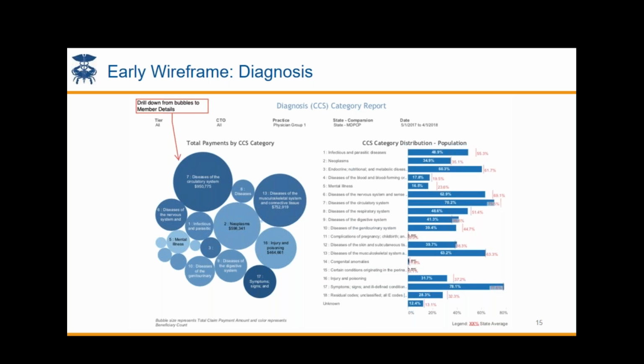Slide 15 shows some additional visualizations. So these display the total payments for the various diagnoses within the CCS. So, for example, on the left side, you can see that diseases of the circulatory system are a very significant expenditure for this particular group. And on the right side, we can include information on the percent of the population that has a given condition. The idea is to also, the red numbers there would be to be able to bring in some benchmarking data to see where we stand compared to other MDPCP practices and the rest of the state.